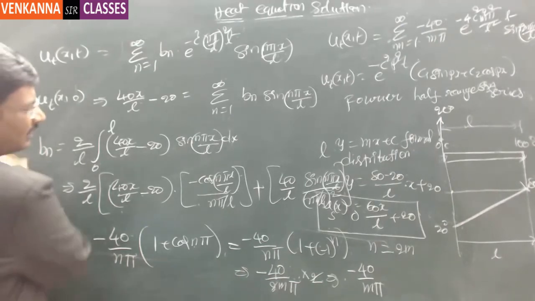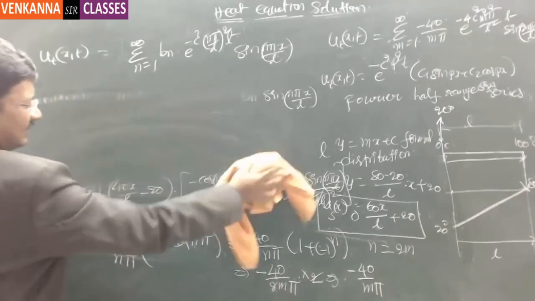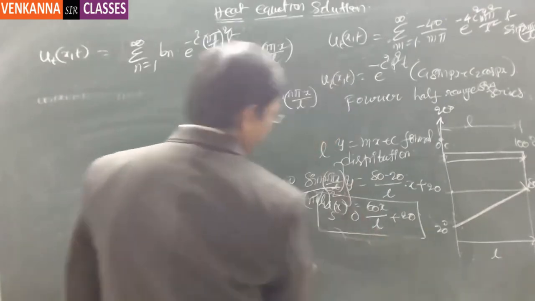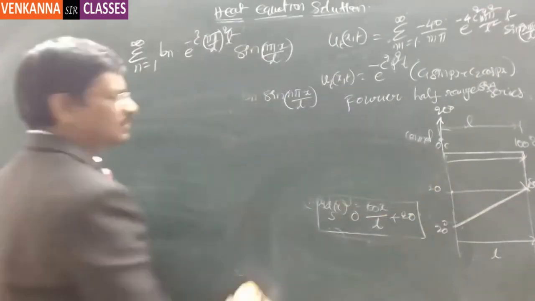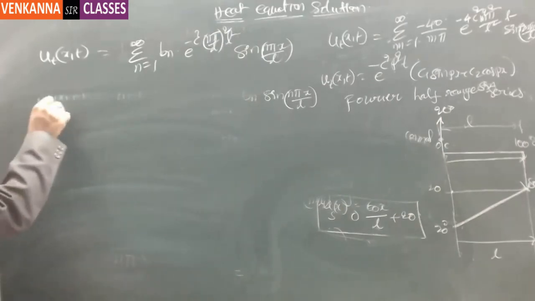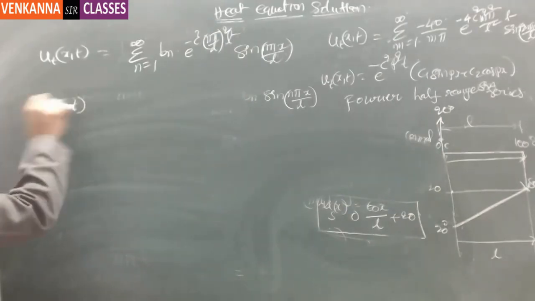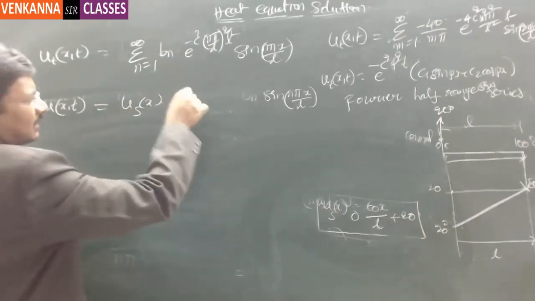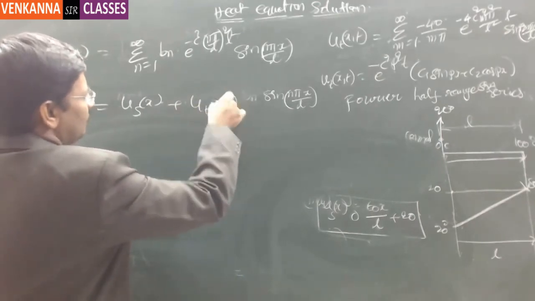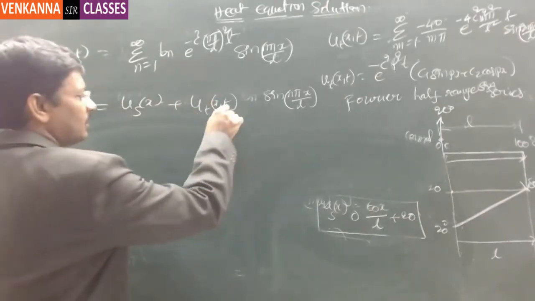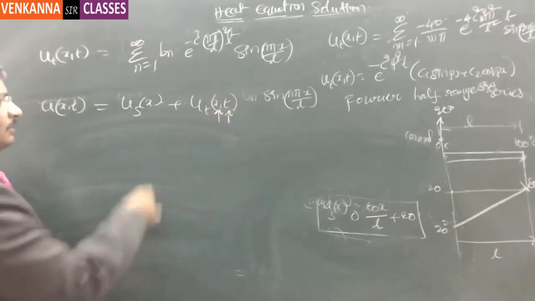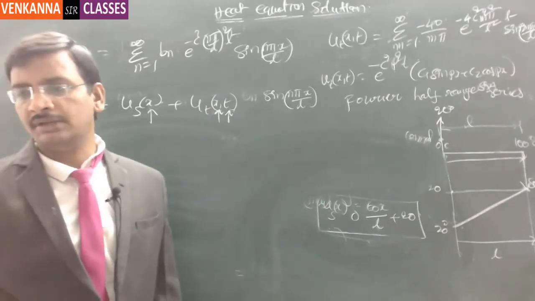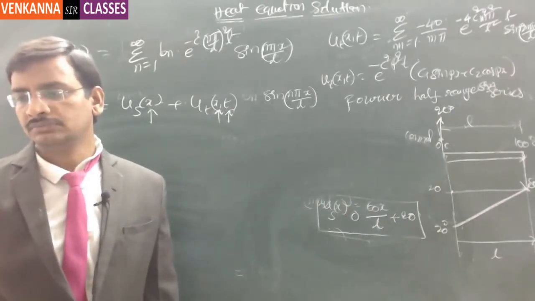Now, once you get this one, the final solution you can write is: u of x comma t is nothing but the steady state solution plus the transient solution. Now if you notice, the transient solution depends on both time and place, but the steady state solution depends only on the place, not on the time, obviously, right? Got it or not? Yeah, Samrin.